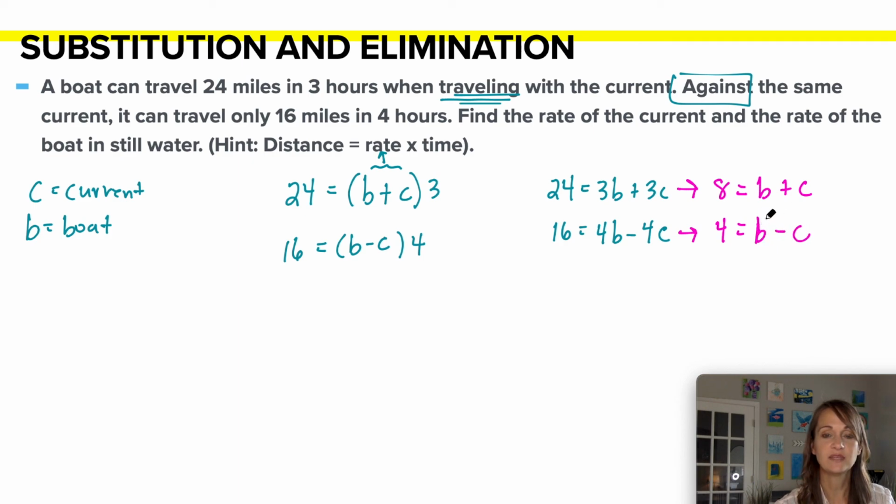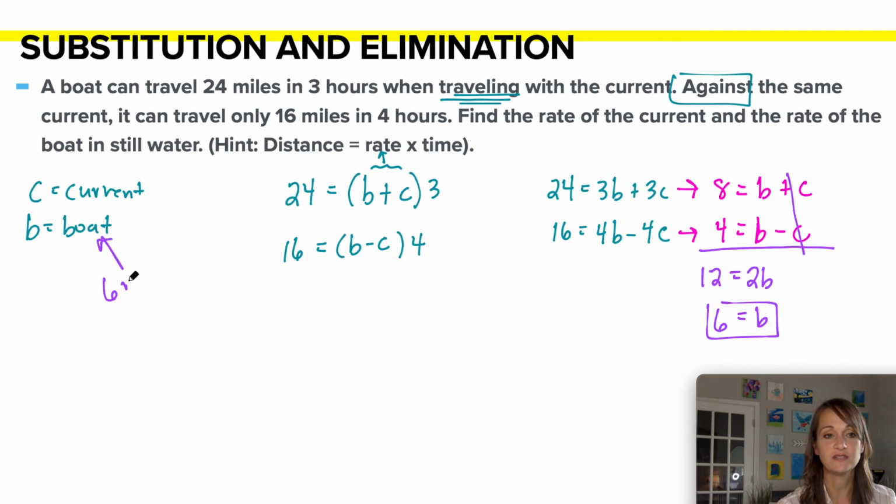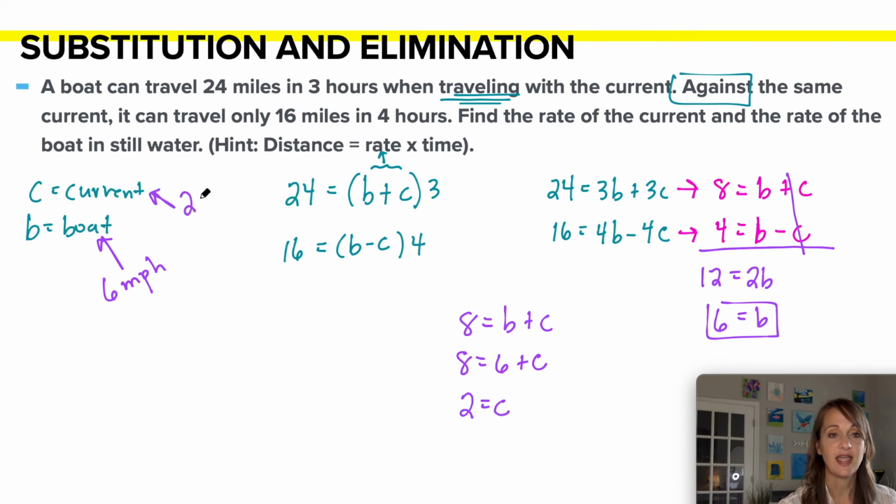And when I do that, something nice happens. The c's will end up canceling very easily. So when I add these two equations, the c's cancel, leaving me 12 equals 2b. Divide by 2, which means 6. Therefore, the boat had a speed of 6 miles per hour. To find the current, I'm going to take this top equation, 8 equals b plus c, but instead of b, I can put in the number 6, subtract, and I will get 2. Therefore, that means the current had a rate of 2 miles per hour.